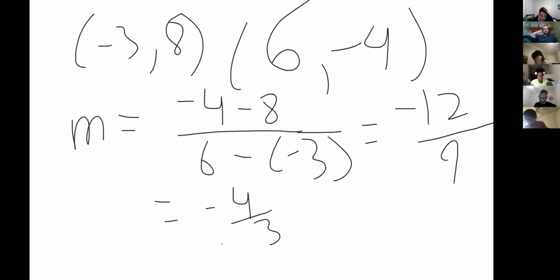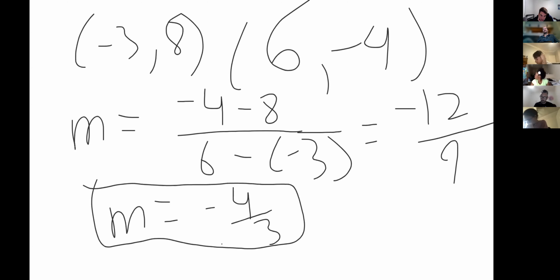M equals -4 over 3. All right, we have a slope. This is my slope. Now what do I do?